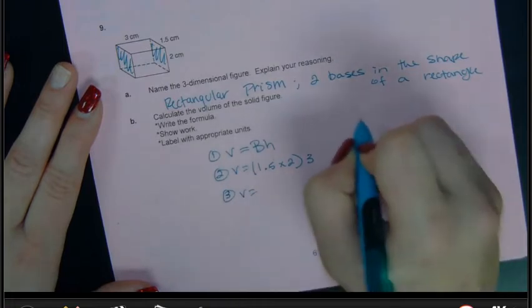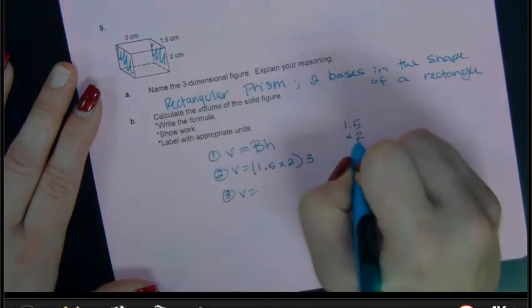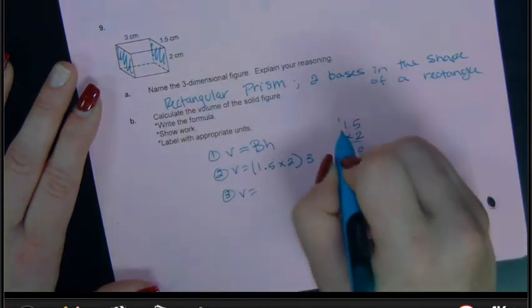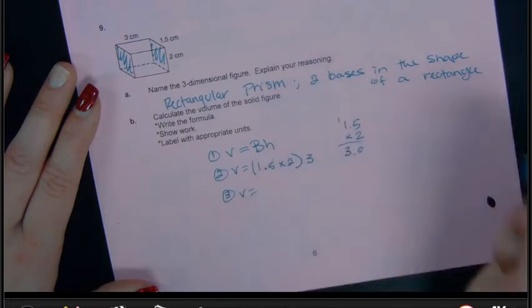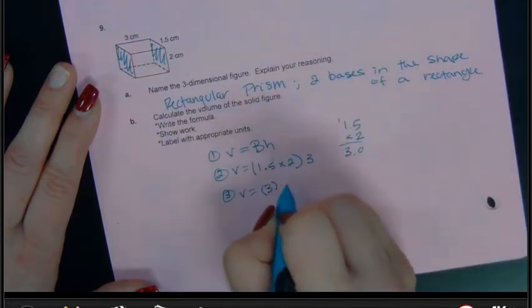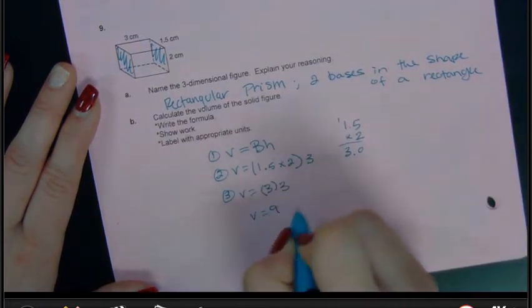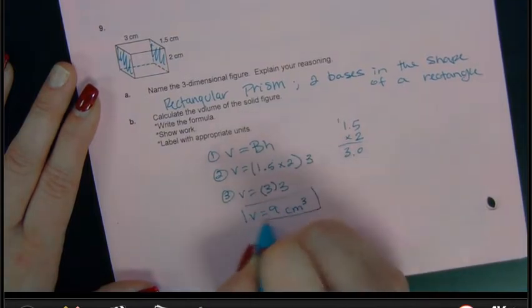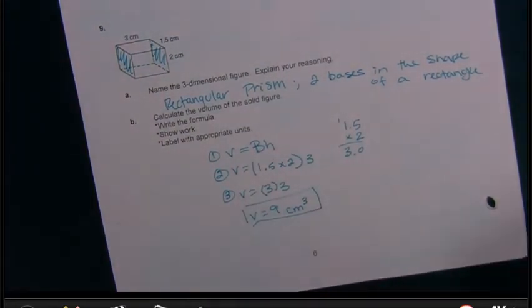And then the third step is to solve. Well, 1.5 times 2, 2 times 5 is 10. 2 times 1 is 2, plus 1 more is 3, 1 decimal place. So I have 3 times 3, and I know that to be 9. My units are centimeters, and with volume, it is cubed because I'm multiplying 3 units together.